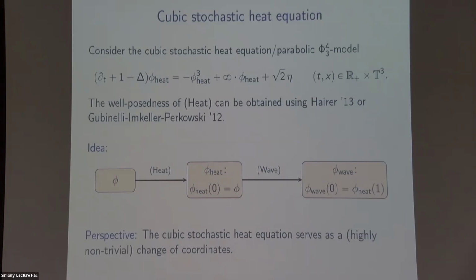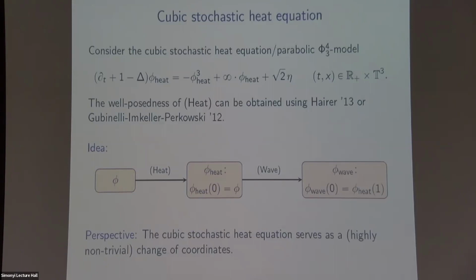But does this still mean that somehow phi heat of 1 is a better object than phi heat of 0? It is better because I know more about its random structure. It's the same object in a sense, but it's written down using different sources of randomness. So it's a little bit complicated. It's written down in a different fashion, which I can then use. If I didn't have all this well-posedness theory, I would not know that I can write it in this way.